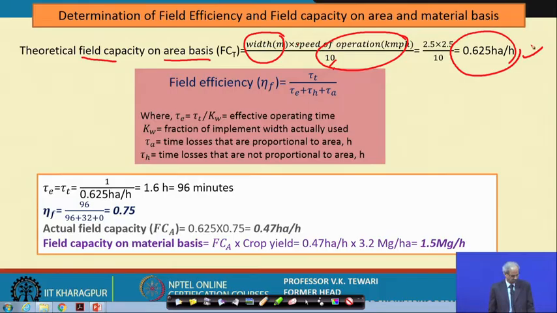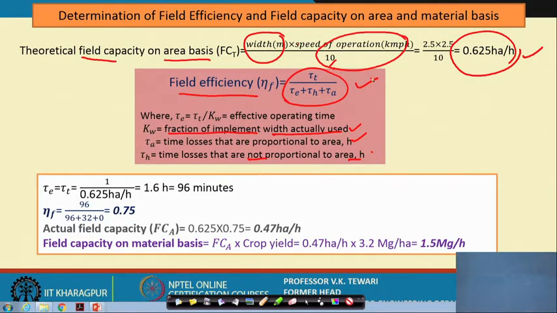Now, field efficiency, we know that field efficiency will have different components. It will think of the actual work done and the theoretical work done, and then the losses which have taken place of various kinds. For example, we are talking of the fraction of the implement width actually used, then the time losses that are proportional to the area, and the time losses not proportional to the area. There could be time losses which are maybe header loss and things like that. So, here if you talk of these, you find something like this: T_T here is talking of the total, and K_w is talking of the fraction of the implement width actually used. So, with field efficiency given by this expression here, the total time or the theoretical time you can think of. So, these are the times actually.